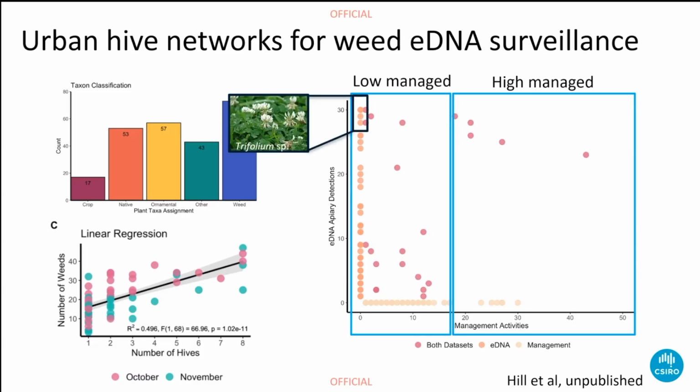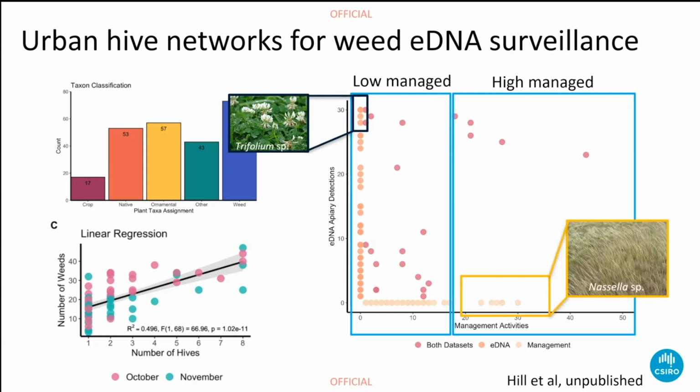Species that were fairly common in our eDNA detection, things like clovers, as you might expect, are not really being managed. Whereas there were other species in the sample set that were commonly being managed by the ACT government, but we weren't picking them up in our eDNA data. These were largely grass species such as serrated tussock. Again, this is not too surprising from our hive samples. And then we have some of these other samples that are also really important weed species, and we have a lot of management records for, and we were detecting them frequently in our eDNA data.